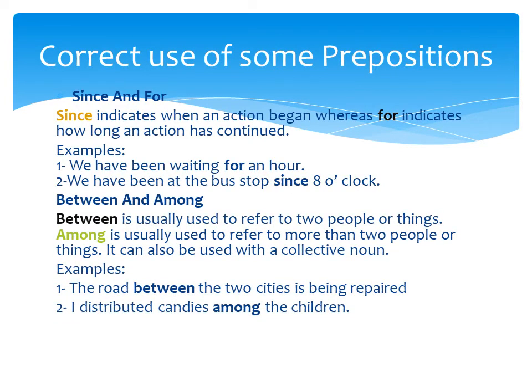Between is usually used to refer to two people or things, like the road between the cities is being repaired. There were two cities and the road was between them. Among is usually used to refer to more than two people or things. It can also be used with a collective noun. When we have more than two people or things, we always use among. I distributed candies among the children. Here children are more than two. For two persons or things we always use between, and for more than two we always use among.